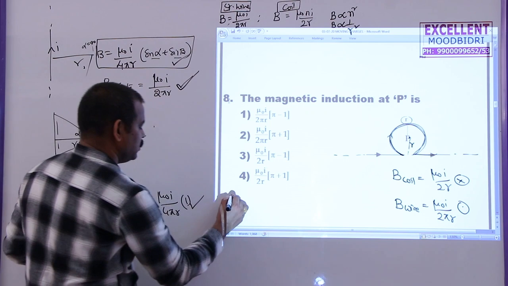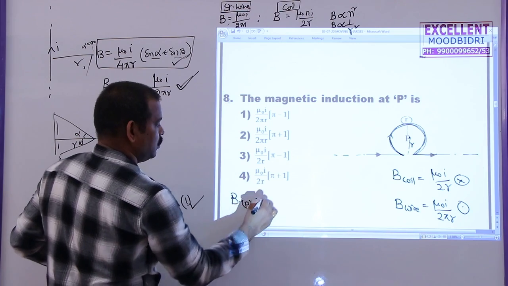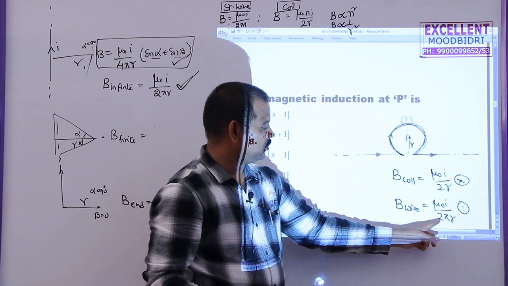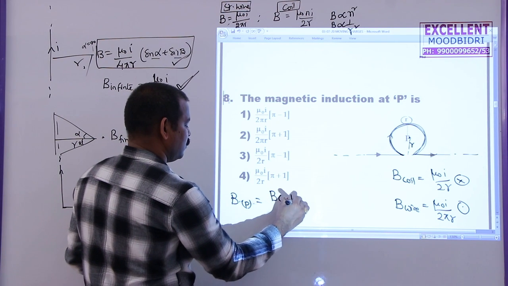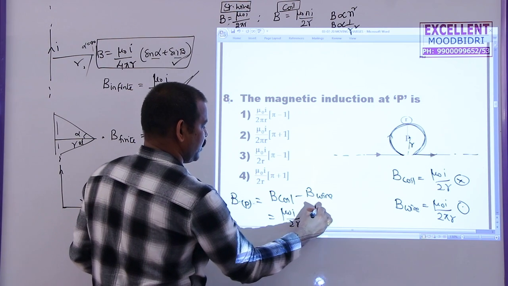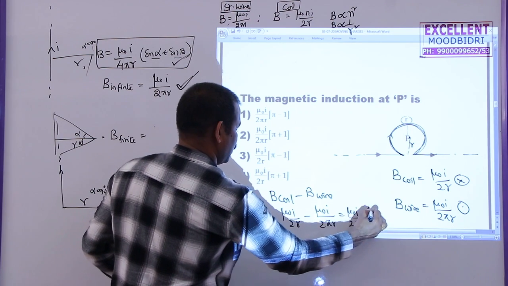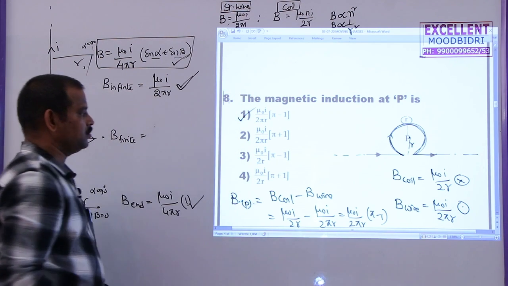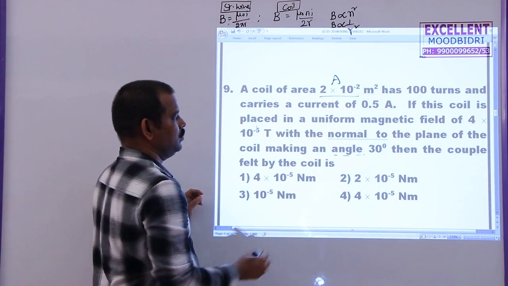So what is the net field? The net field at point P, let me take B at point P. Out of these two, which is bigger? Mu naught I is the same in the numerator, but in the denominator this one is big, so that will be smaller and this will be bigger. So B coil minus B wire, that is mu naught I by 2r minus mu naught I by 2 pi r, which is mu naught I by 2 pi r times (pi minus 1). Option 1 is correct.